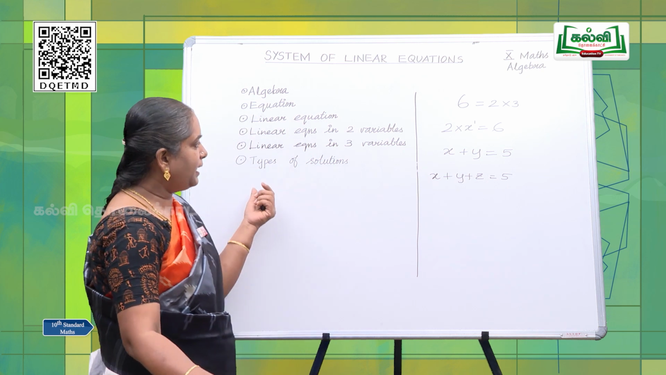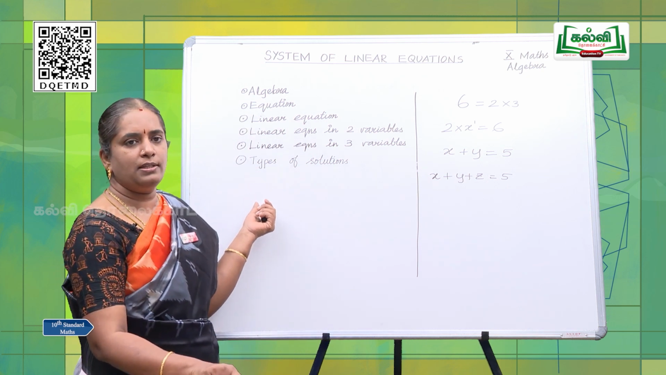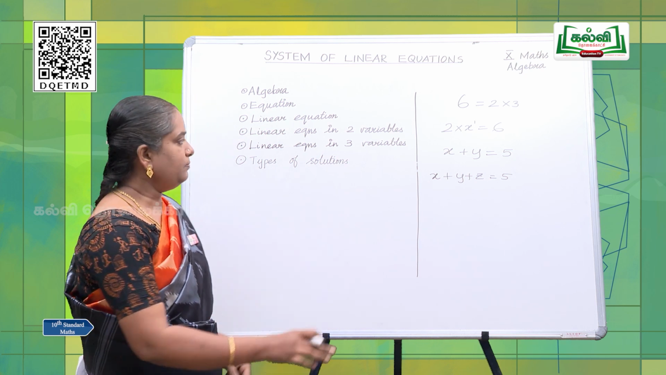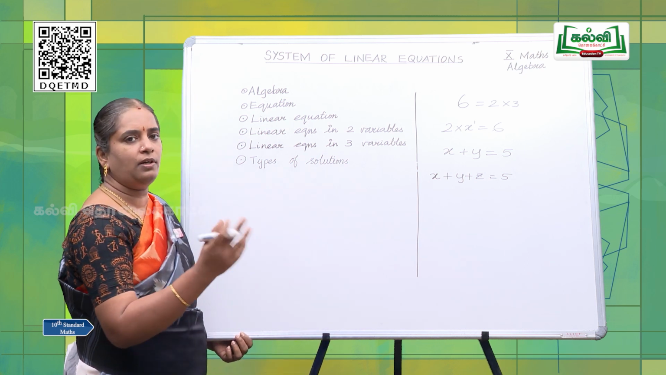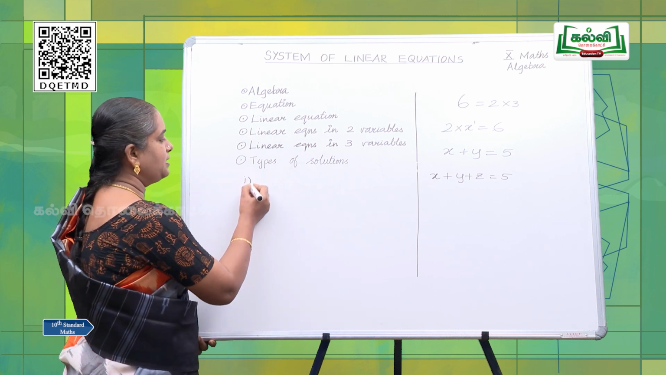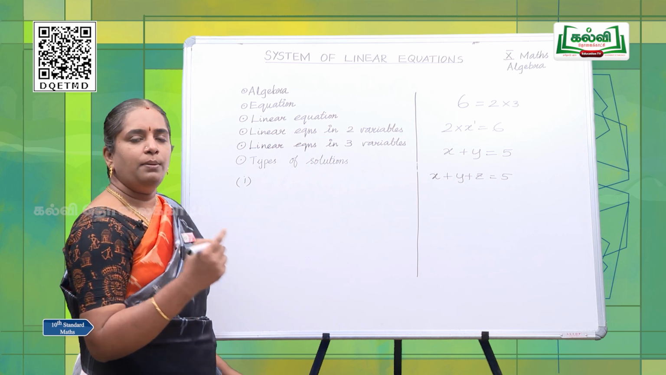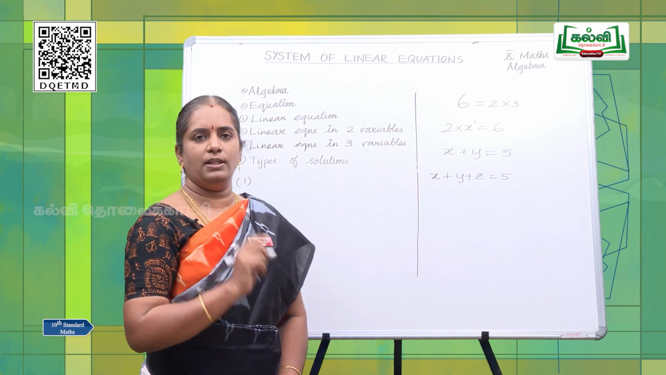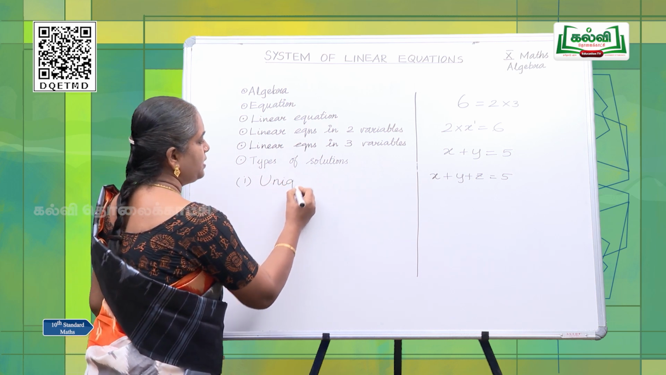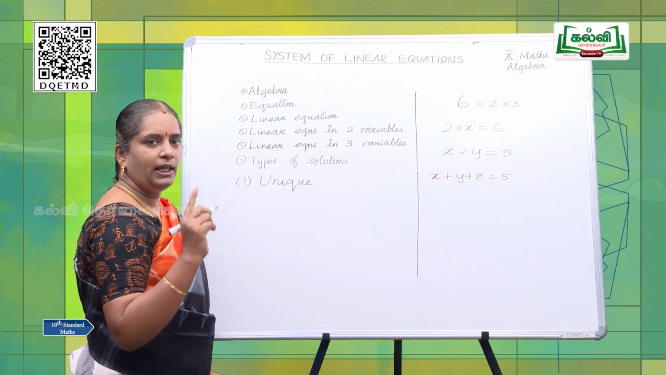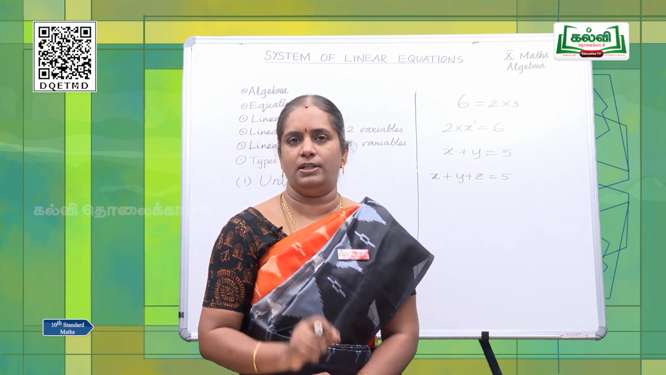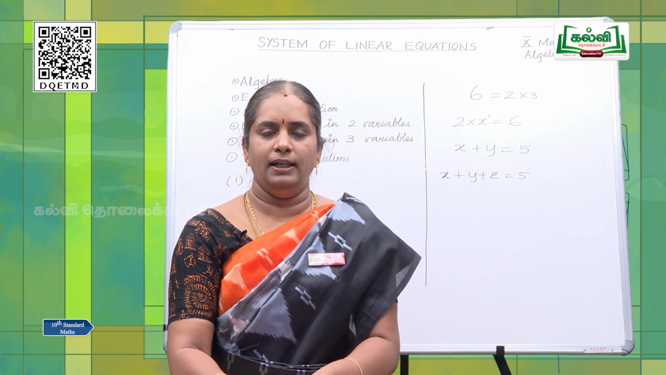So, there are three cases for the solutions of the linear equations in three variables. We are going to move into the types of solutions. What are the cases? See, in the first case, the equations may have only one solution, that is a unique solution. Unique solution means only one solution or only one point of intersection. Okay, let us see an illustration.